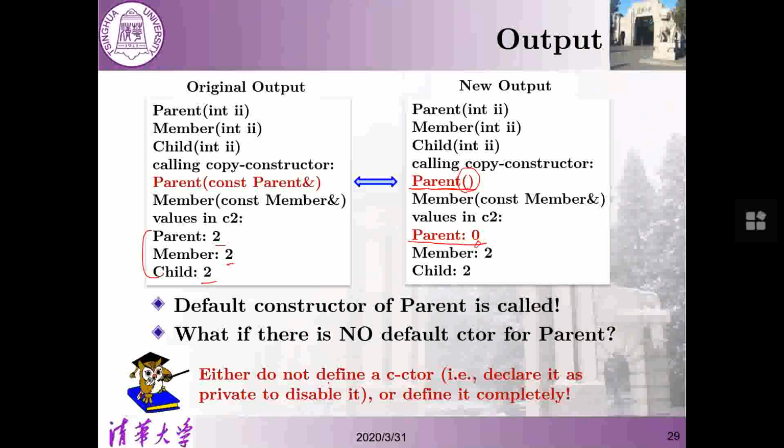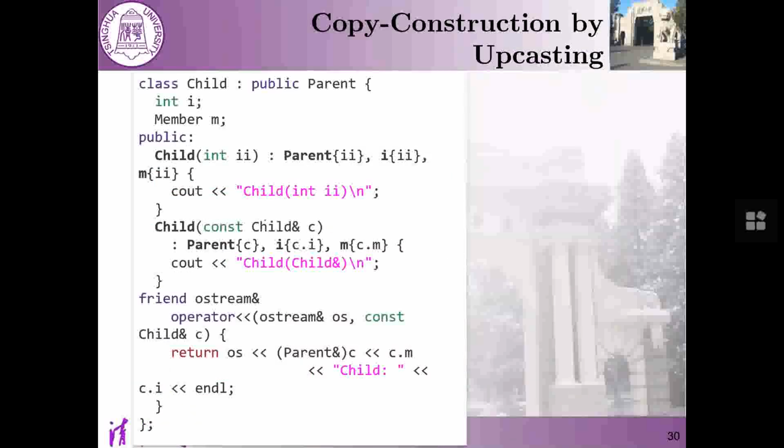So we should define the copy constructor. Either we do not define it, which means we declare it as private to disable it, right? Or we define it completely. How to define it completely? This is the way.